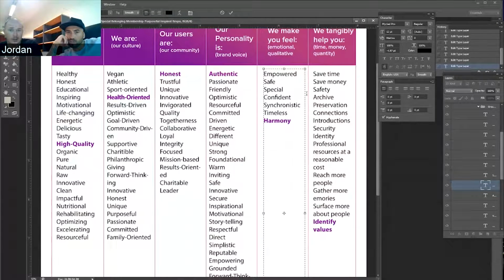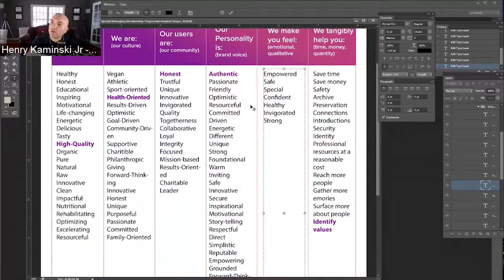Safe, special, confident. Don't know about timeless, and I don't know about harmony. Healthy, invigorated, energetic, and strong. Yep. Energetic.